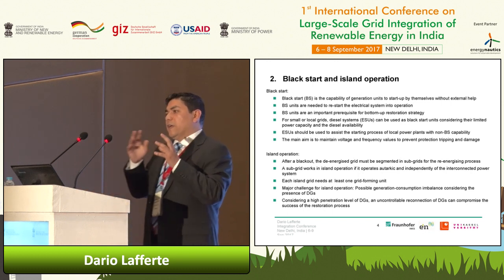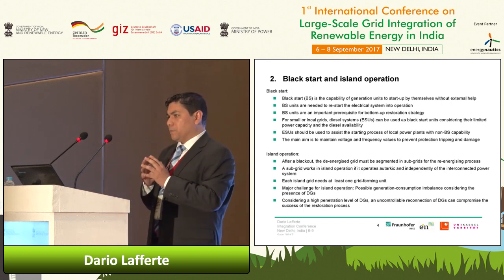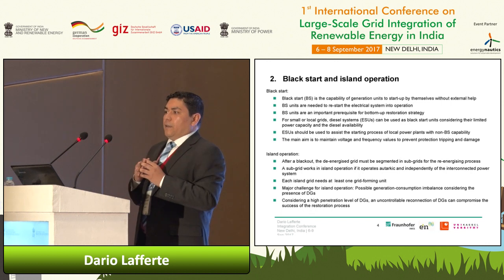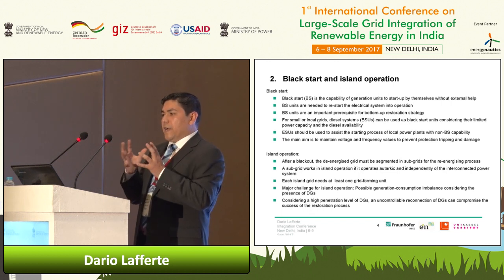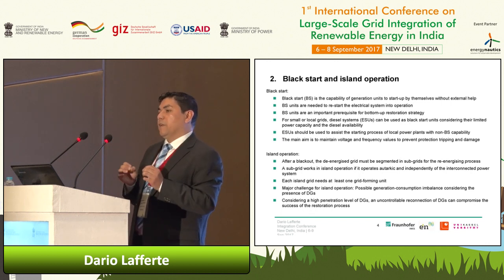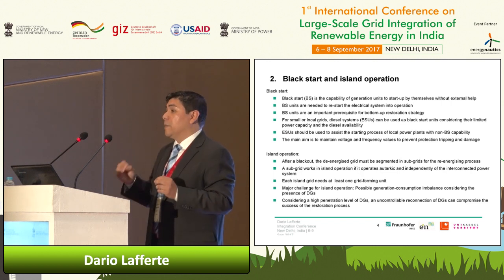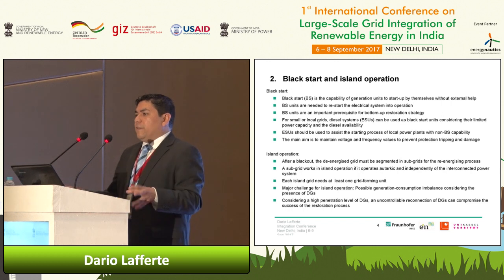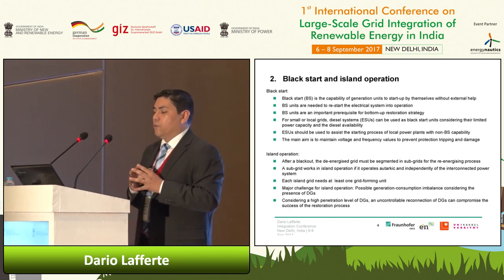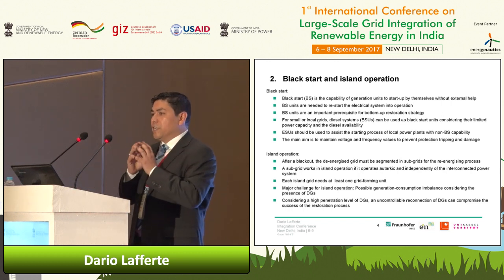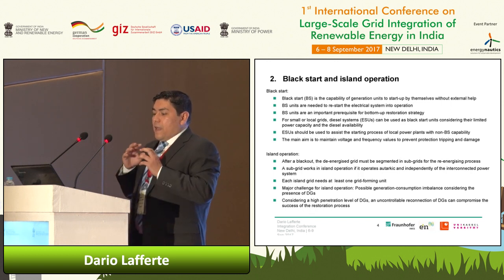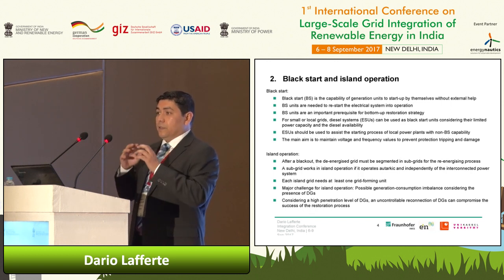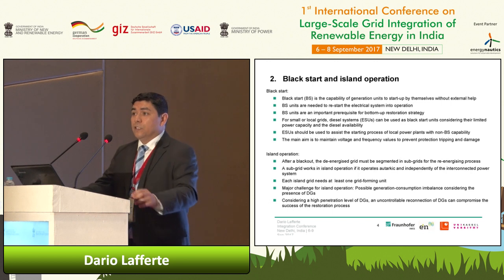For that reason, after a blackout, we have to segment the grid in subgrids, and we have a grid island if this grid can operate autarkic and independently of the interconnected power system. And we have here the major challenge for island operation, that is the possible generation consumption imbalance considering a significant presence of distributed generators.